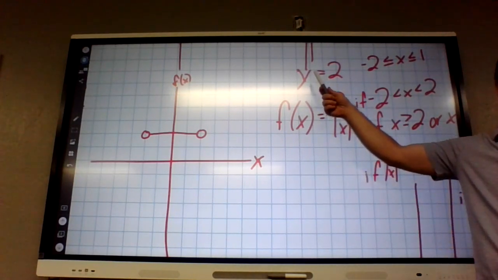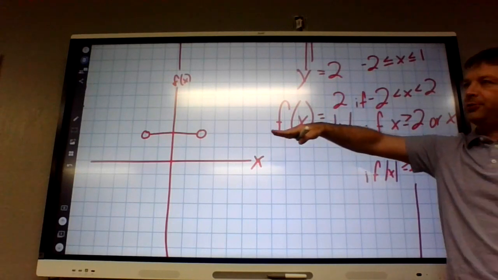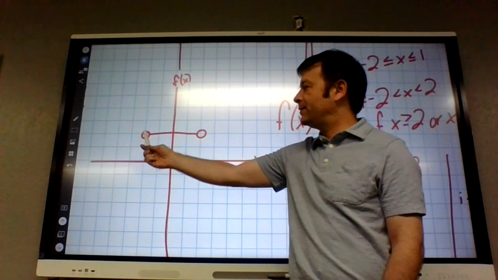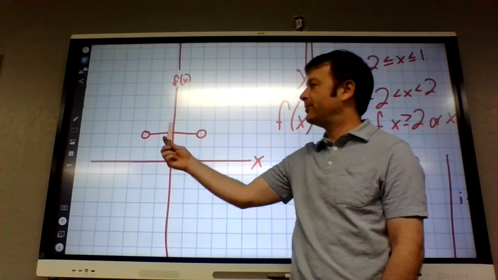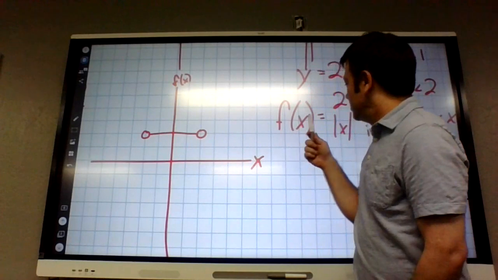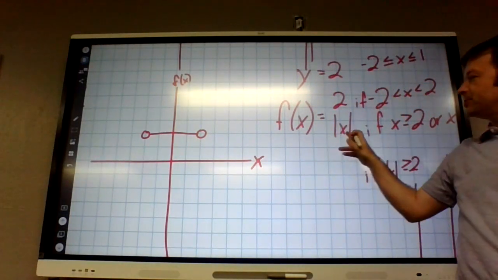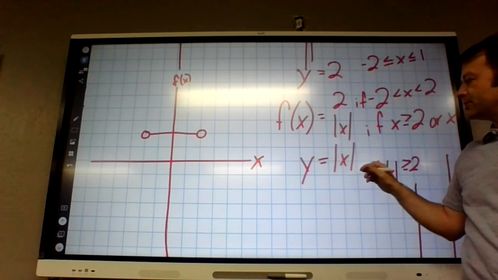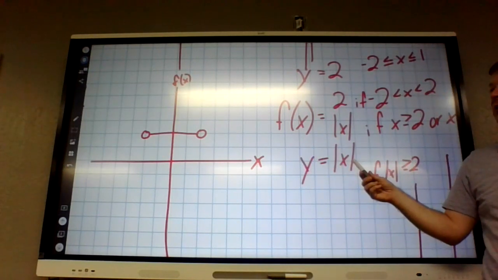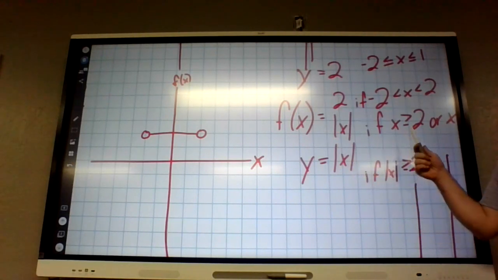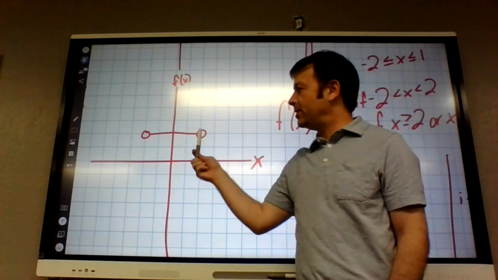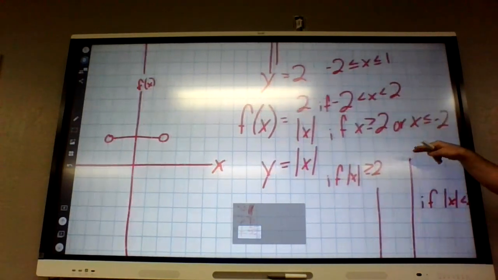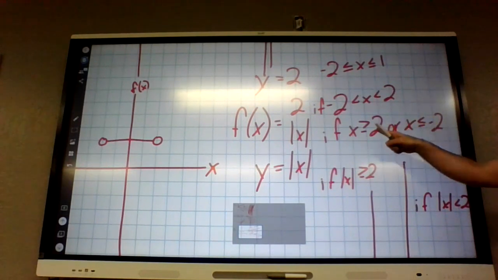Alright, we drew the line y equals 2, which is a horizontal line through y equals 2, between the x values of negative 2 and 2. That's what just happened. Now, the second part is we're supposed to draw f of x equals absolute value of x, or y equals absolute value of x. What did that graph look like? A V. However, we're not going to draw the V between here and here. We're going to draw it for x values less than or equal to negative 2 and greater than or equal to 2.